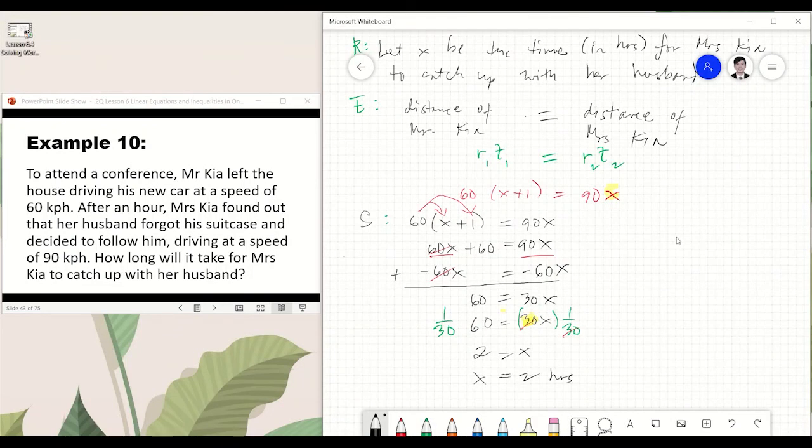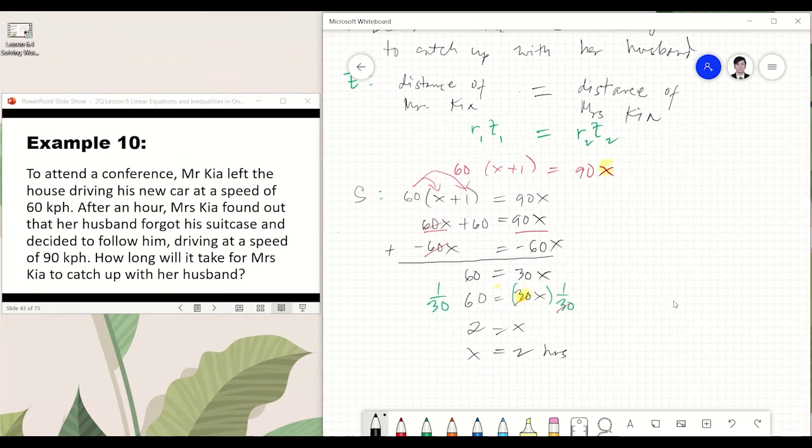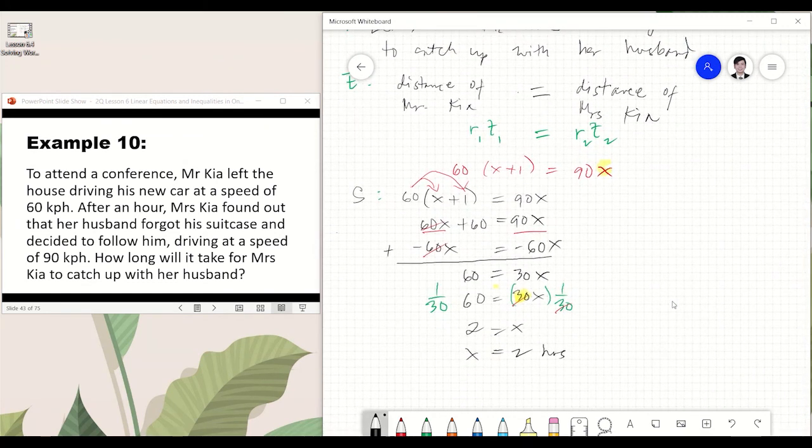So, ito yung sagot. X is equal to 2 hours. So, double check lang natin kung talaga bang 2 hours yung sagot. So, take note that 60 times the quantity of 2 plus 1. Kasi si Mr. Kia, di ba? 3 hours yung time niya. And then, yung si Mrs. Kia naman, 2 hours lang siya. Kasi nahuli siya. So, 2 plus 1 is 3.